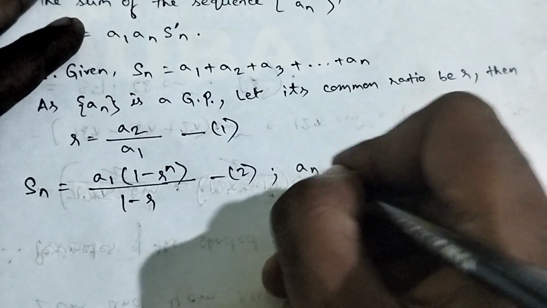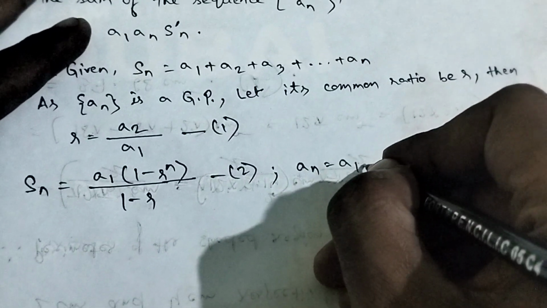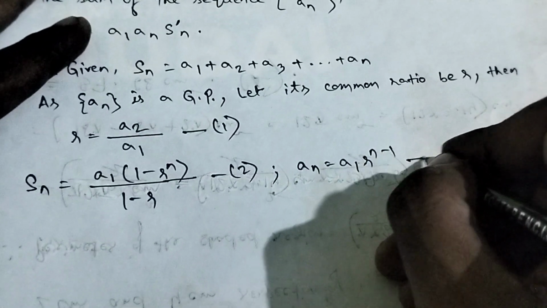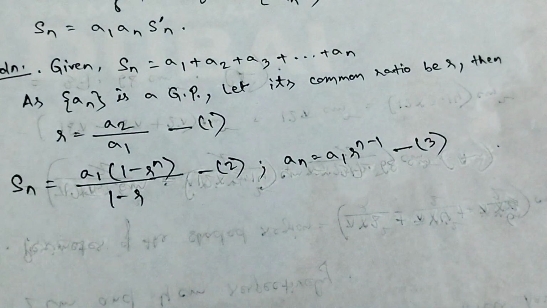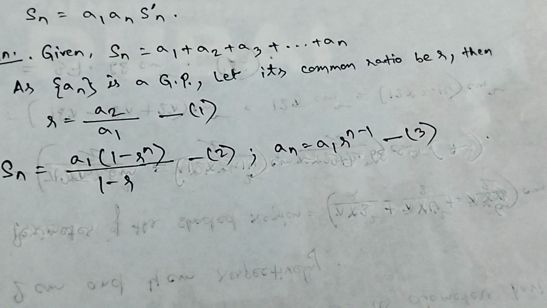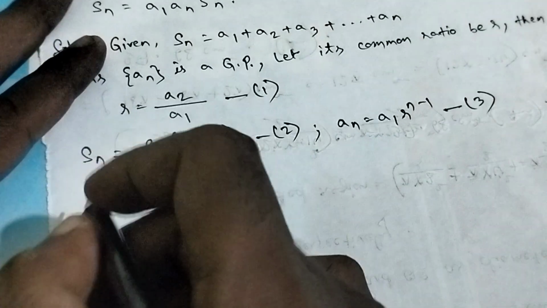What would be An? An is A1 into R to the power n minus 1. Name it as 3. Clear?